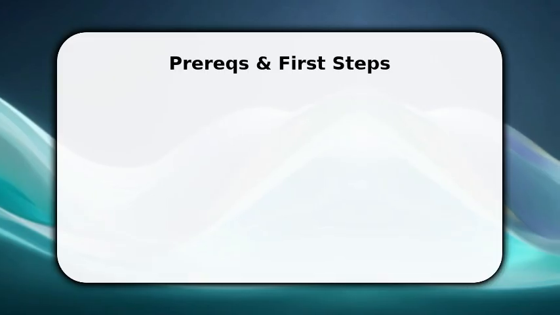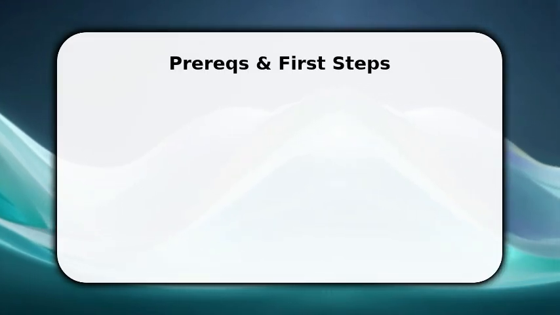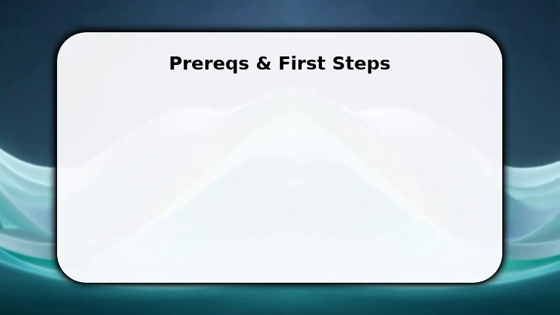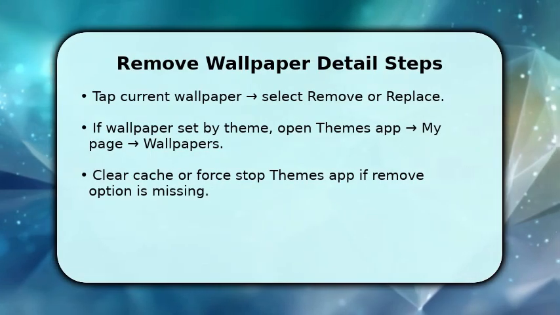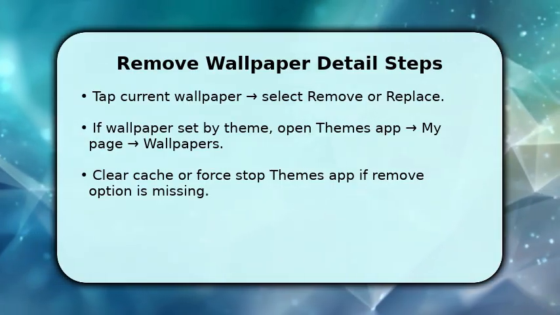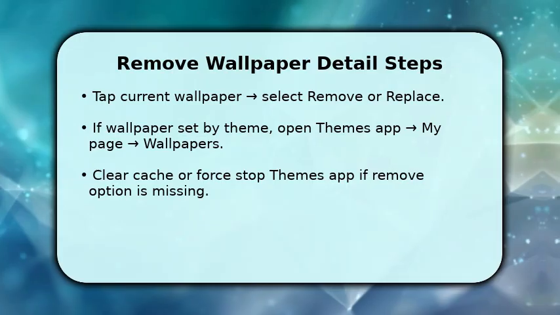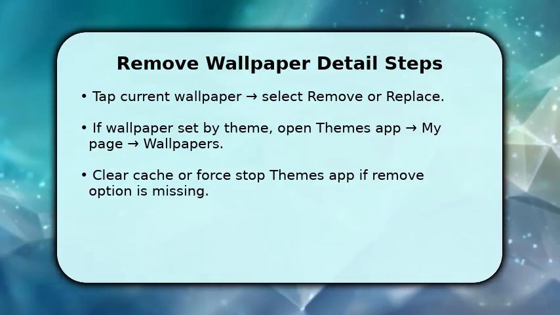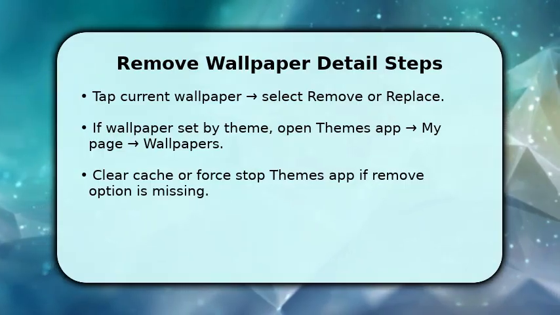Now select the current wallpaper to reveal remove and edit options and prepare for the next step. You'll now remove the wallpaper. Tap the current wallpaper and choose Remove or Replace to revert to default. If the wallpaper came from the Themes app, open Themes, right arrow My Page, right arrow Wallpapers, and remove it there because Themes can lock images to the launcher.